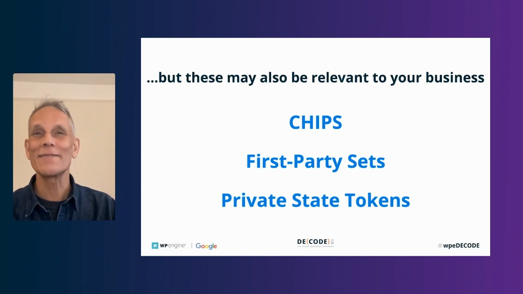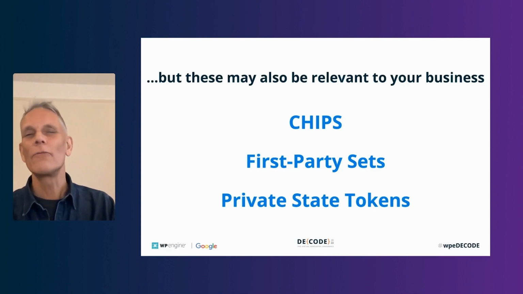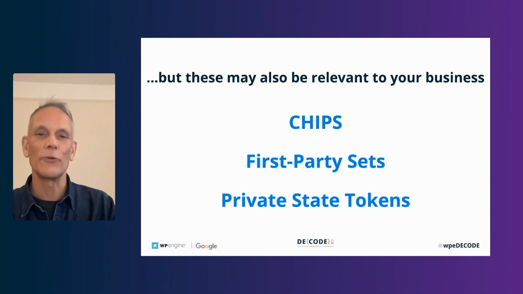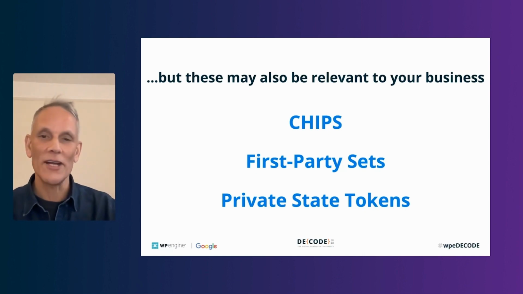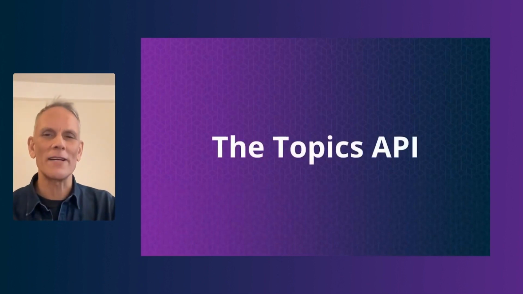You might have heard of this. The initial name was trust tokens. This is an API to convey a limited amount of information from one browsing context to another, for example, across sites, to help combat fraud, but without using passive tracking techniques. So first up, let's take a deeper look at the Topics API.